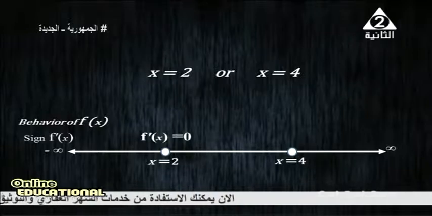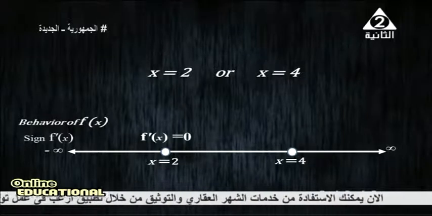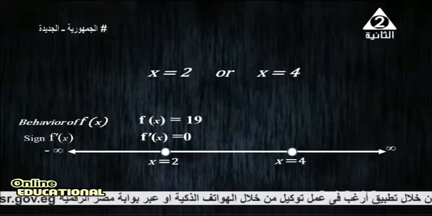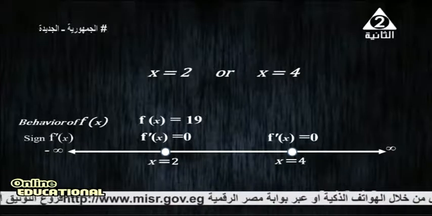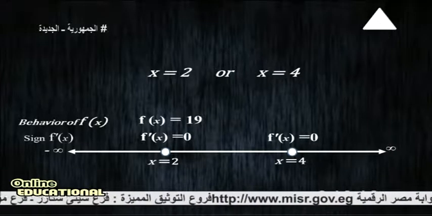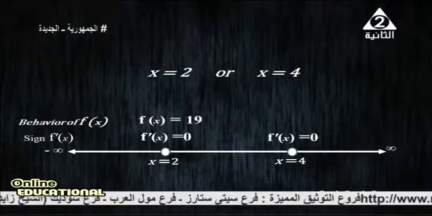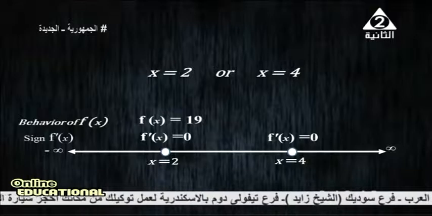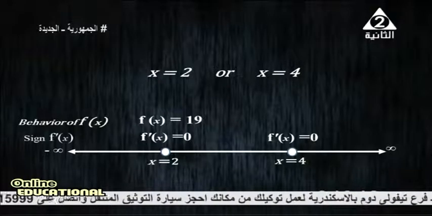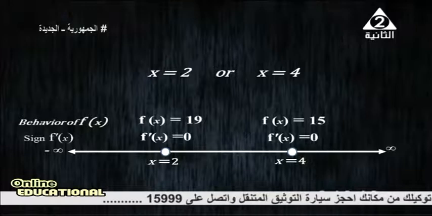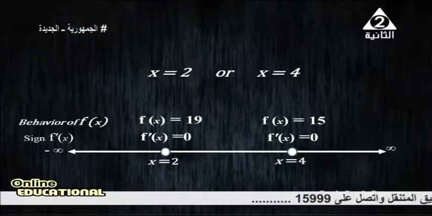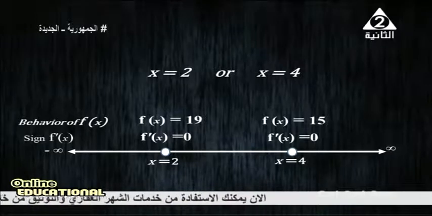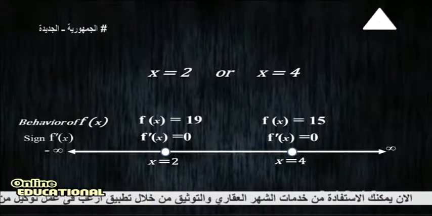Now, when x equals 2, the first derivative f dash x equals 0. When x equals 4, f dash x equals 0. And what is the value of y or f of x at x equals 2? F of x at x equals 2 equals 19. And at x equals 4, y or f of x equals 15. Now, what is the sign of f dash x in each interval?